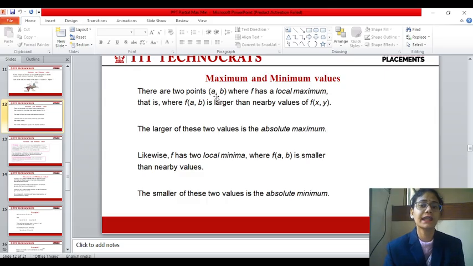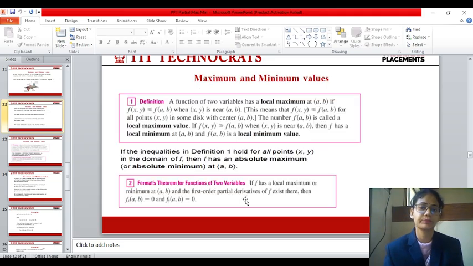There are 2 points a and b where f has a local maximum, that is, f(a, b) is larger than all the nearby values of f(x, y). The larger of these two values will be known as the absolute maximum. Similarly, the smaller of the minimum values will be known as the absolute minimum. So this is the definition.